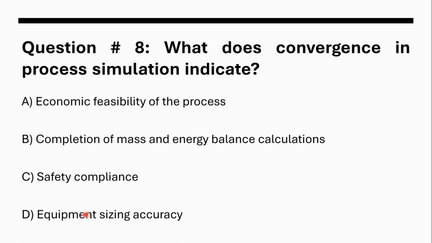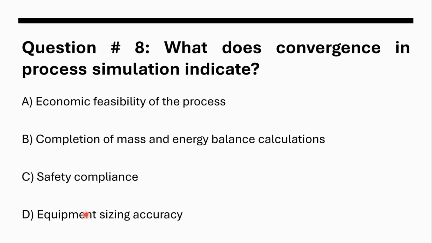Going to question number 8, what does convergence in process simulation indicate? A, economic feasibility of the process. B, completion of mass and energy balance calculations. C, safety compliance. And D, equipment sizing accuracy.